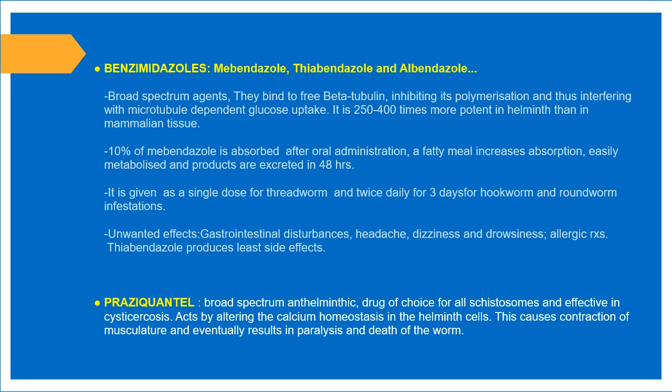Now, beta tubulin is a protein basically. The role of beta tubulin is to undergo polymerization and help in the formation of microtubules, which serve as the skeletal system for living cells, basically to strengthen the skeletal system. Once these drugs bind to beta tubulin, polymerization is inhibited and microtubule formation is interfered with, and therefore the skeletal system becomes weak.